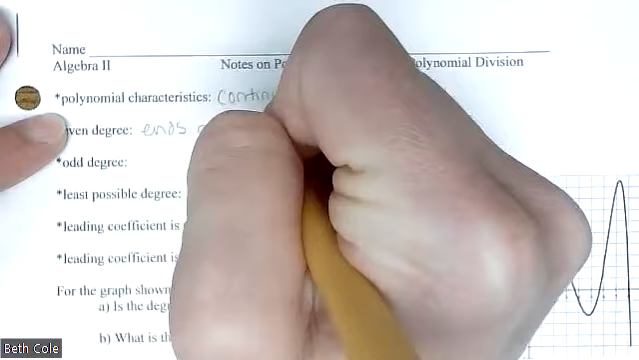An even degree means the ends go the same way.